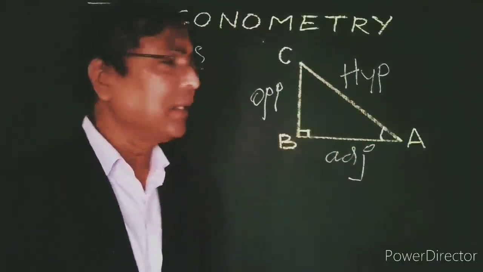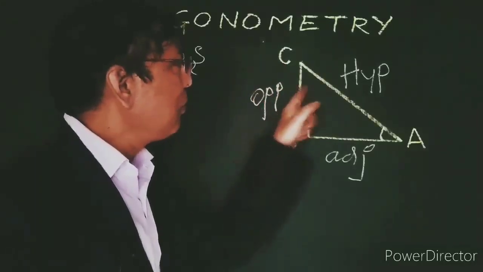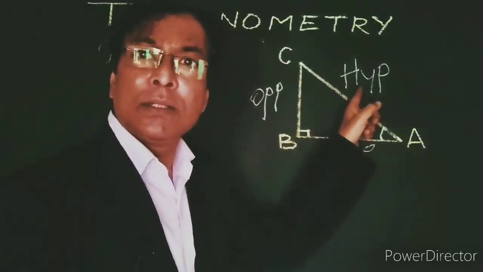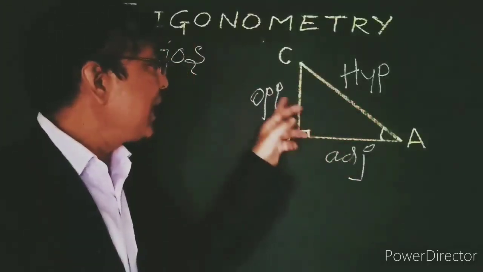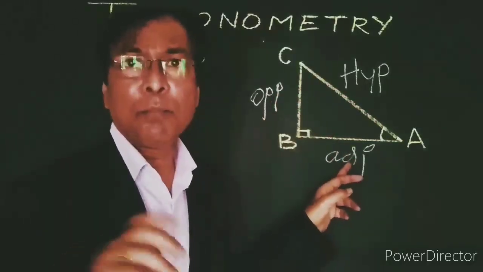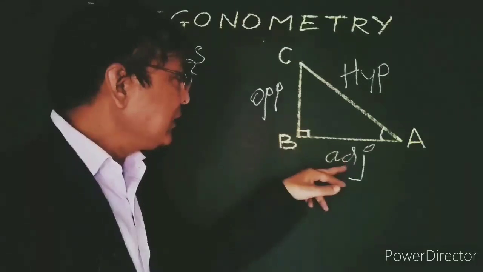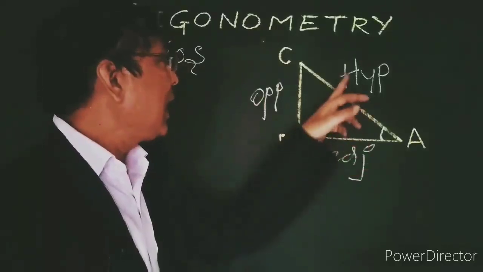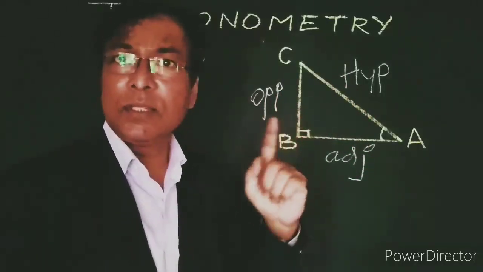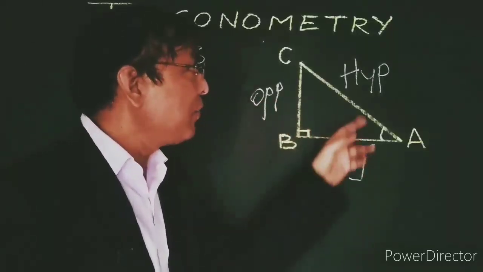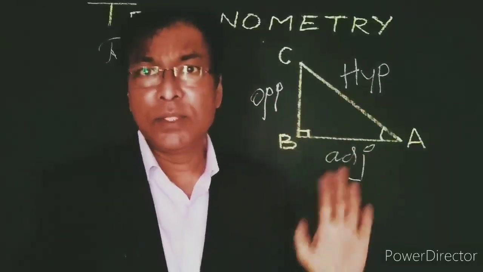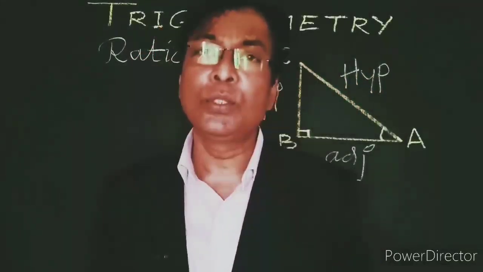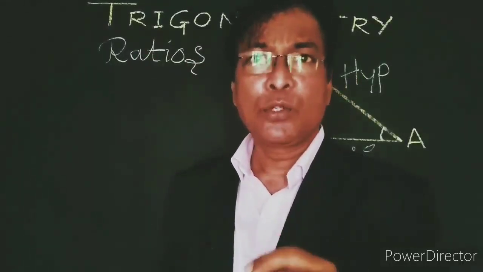How many possibilities are there? We can divide opposite side by hypotenuse. This is one possibility. We can divide adjacent side by hypotenuse. This is the second possibility. We can divide opposite side by adjacent side. This is the third possibility. We can divide adjacent side by opposite side. This is the fourth possibility. We can divide hypotenuse by opposite side. This is the fifth possibility. And we can divide hypotenuse by adjacent side. This is the sixth possibility. So there are 6 trigonometric ratios we are going to learn in this topic.